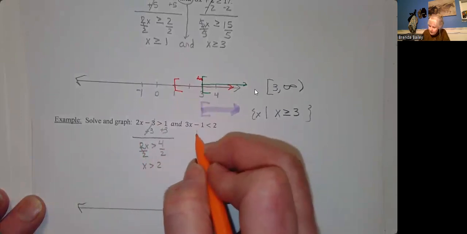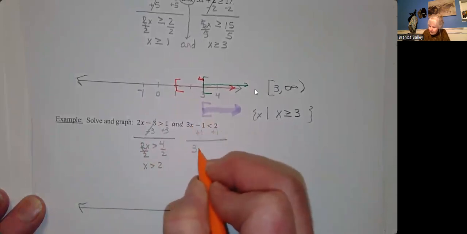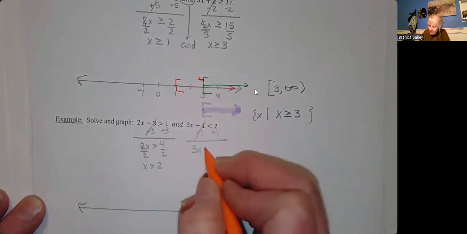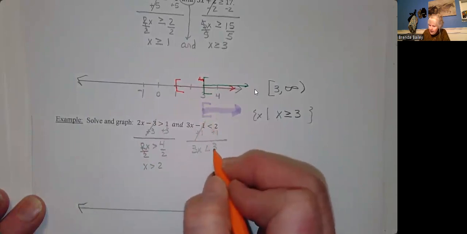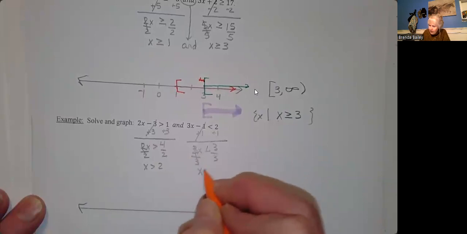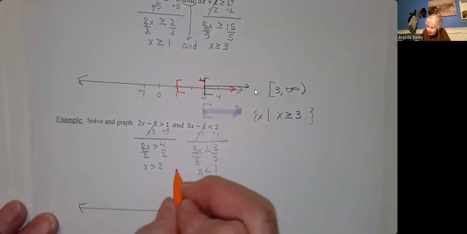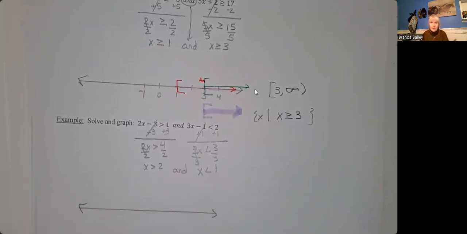Add 1. We have 3x. It's gone. Less than 3. Divide by 3, a positive, so we will not flip our inequality. X is less than 1. And this is an and. What's in common between the two graphs, if anything? We'll see. Let's go ahead and graph these.